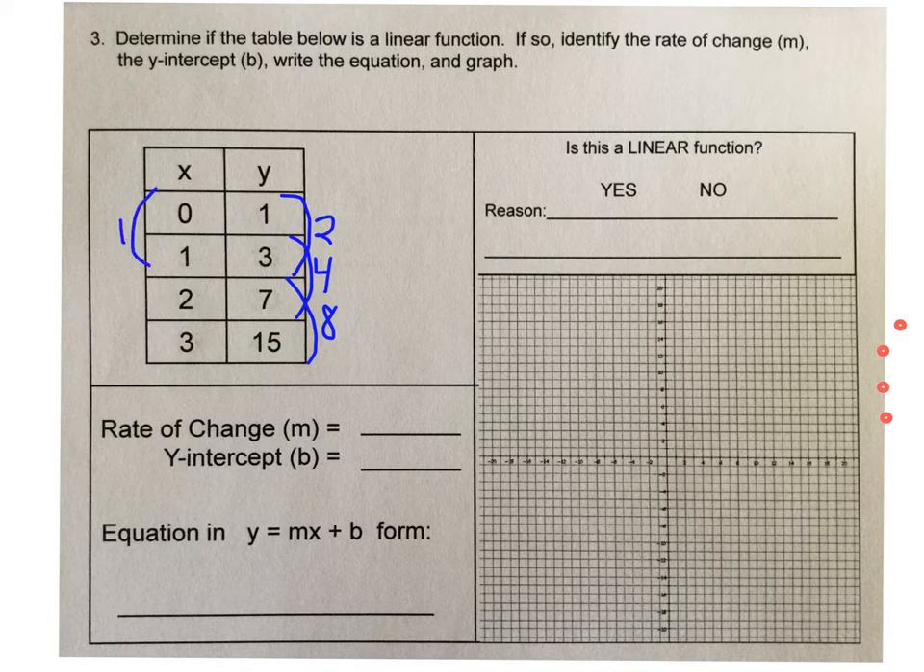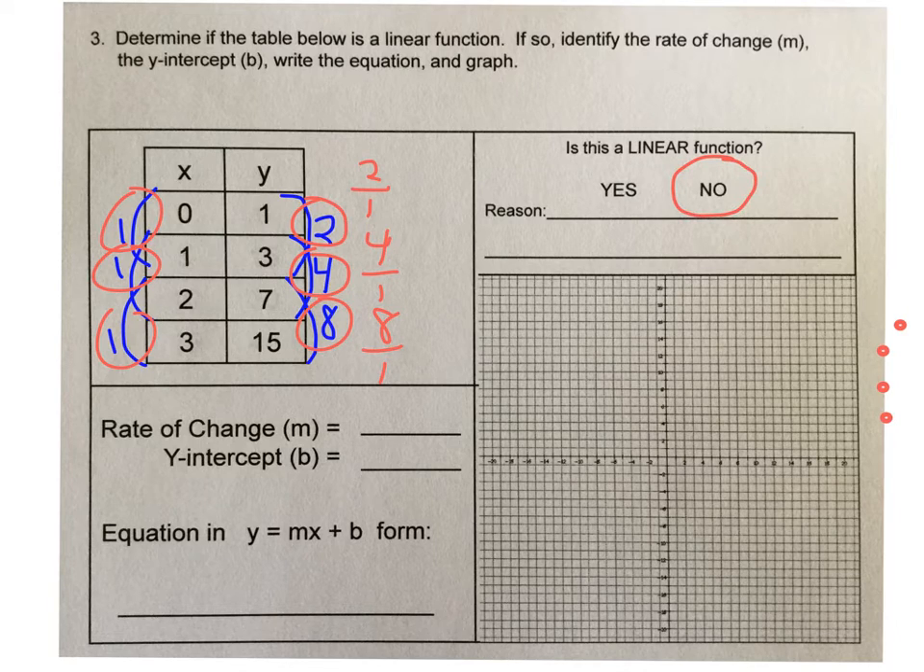This is increasing by 1. This is increasing by 1. And this is increasing by 1. So if you look at your change in y over change in x, these two become 2 over 1, while this set becomes 4 over 1, and this set is 8 over 1, and those are not equivalent. So that means it is not a linear function.